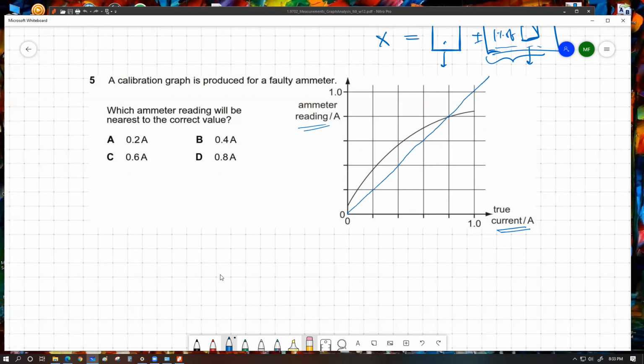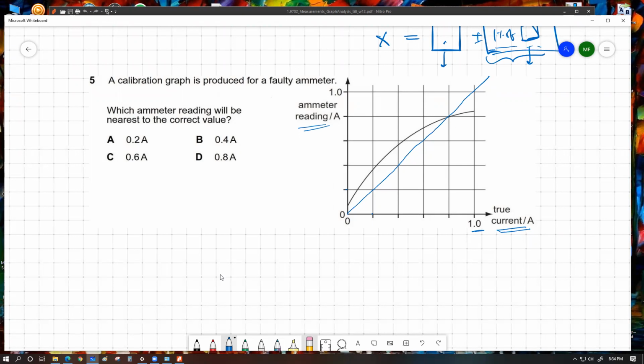What does this mean? If your emitter is working correctly, then when the true current is this much, your emitter should also give you this much, because both of these have the same scale. Here 5 divisions 1.0, 5 divisions 1.0. A good emitter should give you a graph like this, where the true current value is displayed on your emitter. Now we are dealing with a faulty emitter. What type of fault developed within, I'm not discussing that part. It's definitely a systematic error because it's a device error.